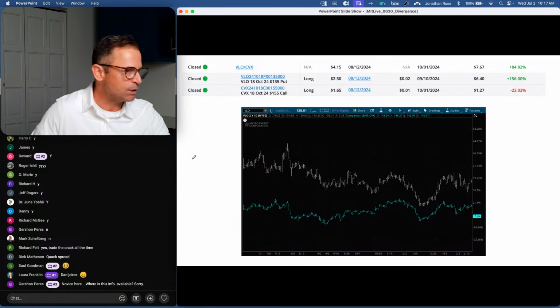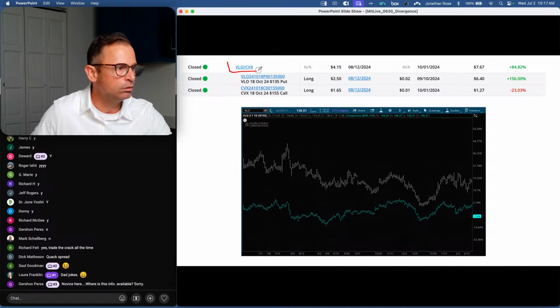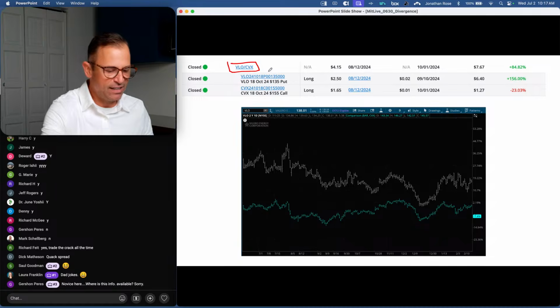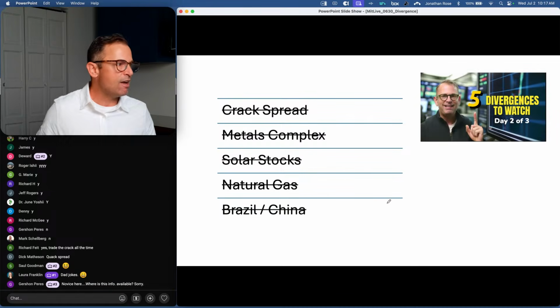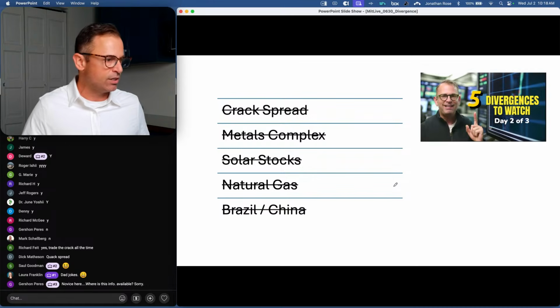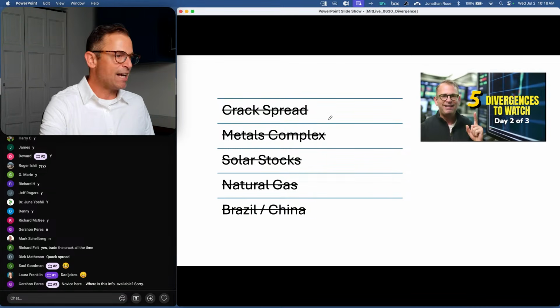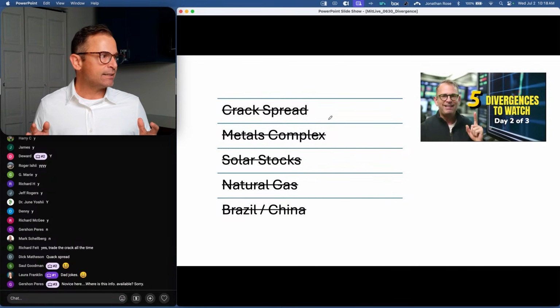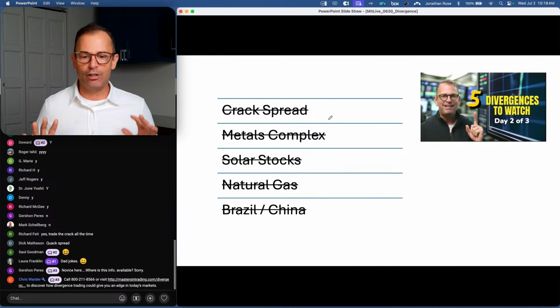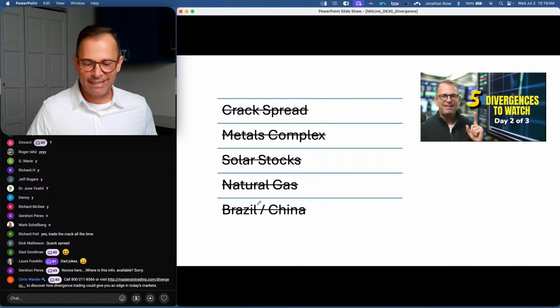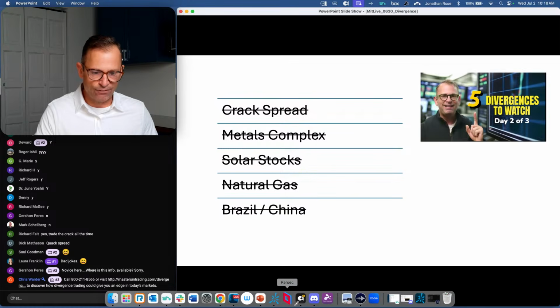These are just more crack spread trades, VLO and CVX. So here they are, guys. Here are the 5 divergences to watch. Crack spread, metals complex. We have solar, natural gas, Brazil, China. What I want to do now is show you exactly how to find this information.